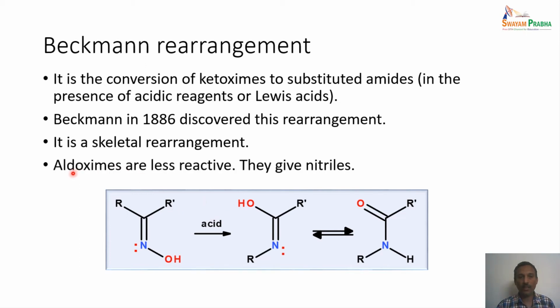When we take the case of aldoximes, aldoximes are less reactive compared to ketoximes. When aldoximes undergo the Beckmann rearrangement, we end up with a nitrile. So in the case of ketoximes, we get a substituted amide derivative, whereas in the case of aldoximes, we get a nitrile or a cyano compound.